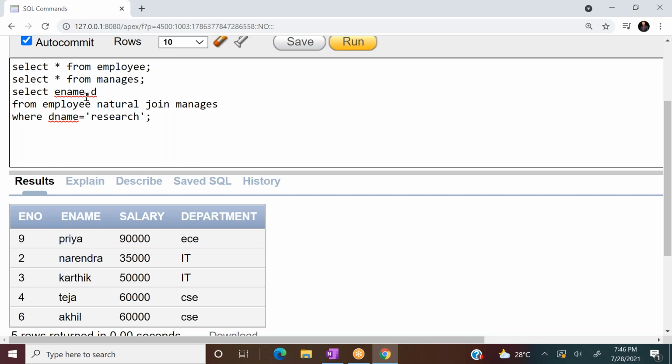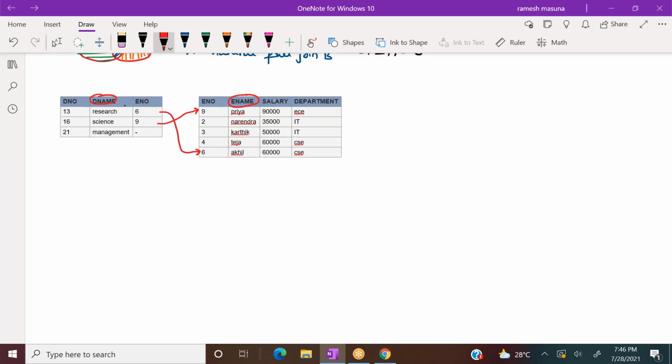Here department name is DEPT. Okay, now employee name and department name from employee natural join managers. Suppose if I have a natural join, what it will do, I'm going to get only matching records. How many matching records were there here? Here we do have 2 matching records, that Priya is matching with research and Akhil is matching with science.